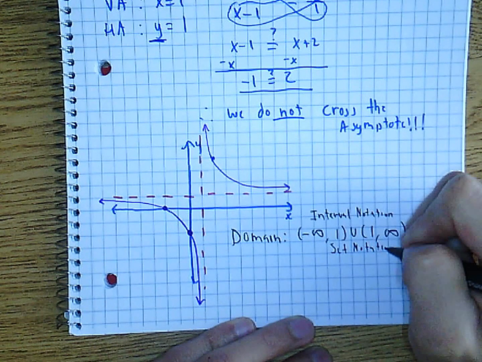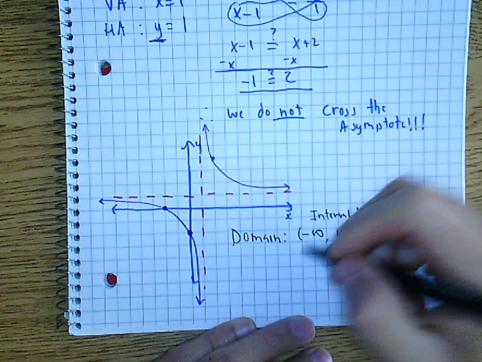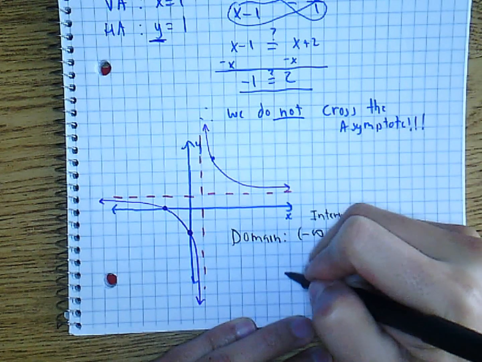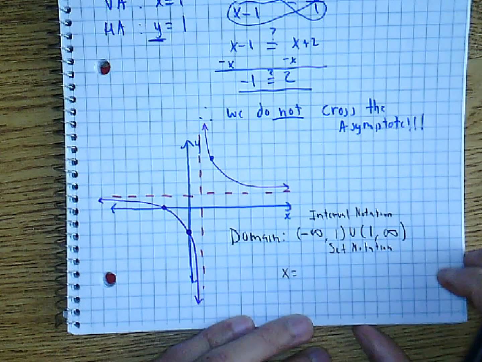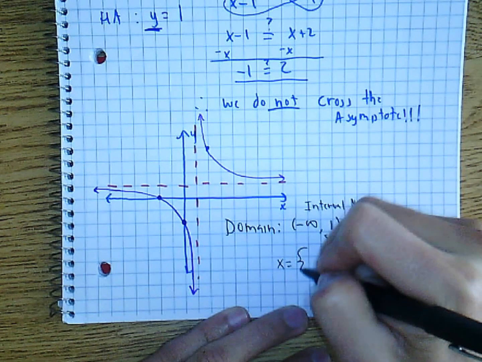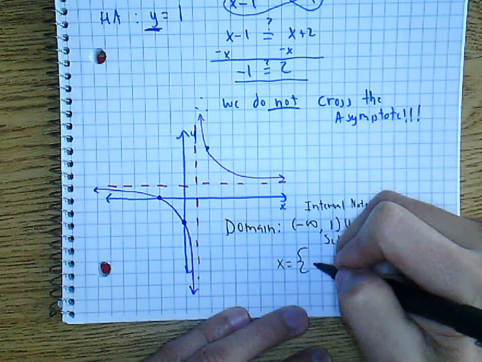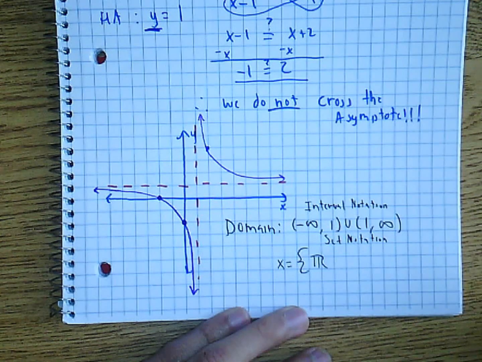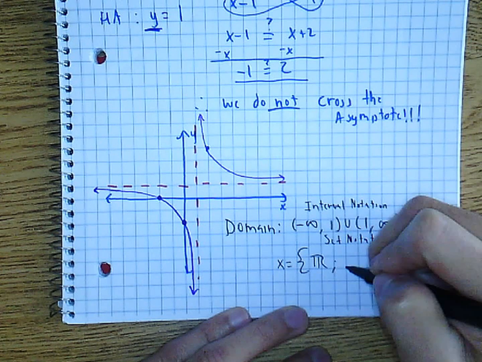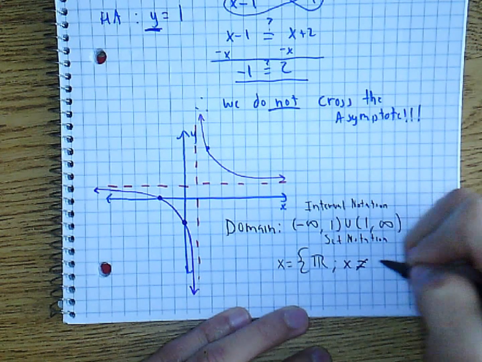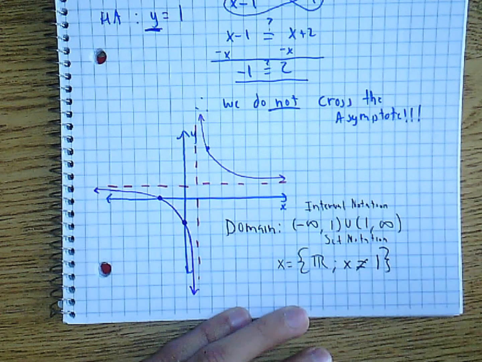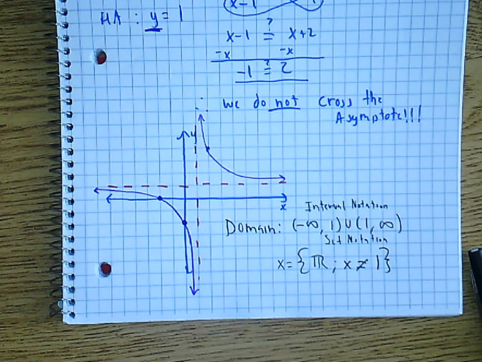Either notation I'm okay with. I personally don't care. What I don't want to see is, now that you're at a higher level of mathematics, here's what I don't want to see: if you just write x cannot equal 1, I'm not going to give you full credit. Cool? You either give me the interval notation or you give me the set notation. Any questions about that?